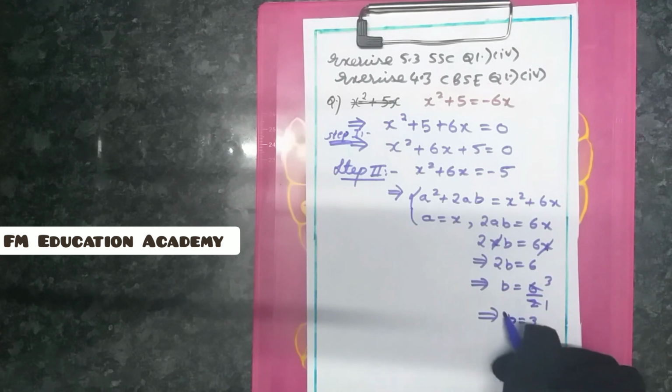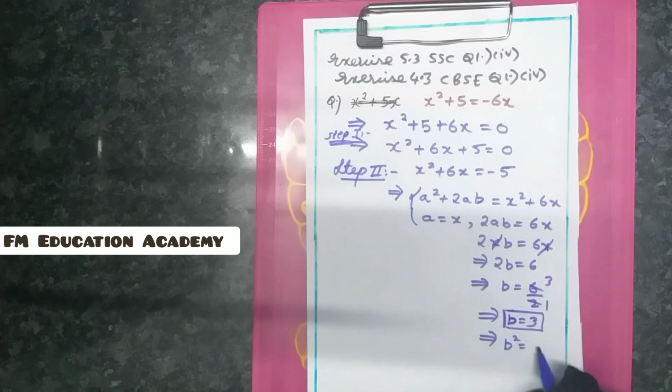But we don't want the value of b. We want the value of b square. So we will square this 3. So b square is 3 squared.